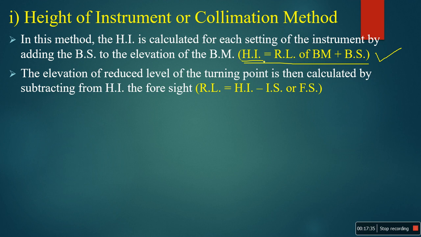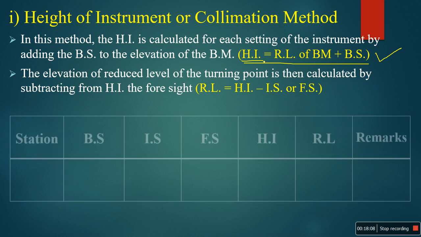Similarly, after calculating the HI, the next step is calculating the RL of the point. The RL of the point is calculated from the height of instrument. For each setup of the instrument, the height of instrument will be different. So in that condition, RL is equal to HI minus the intermediate sight or FS reading. Then you will get the RL with respect to the points.